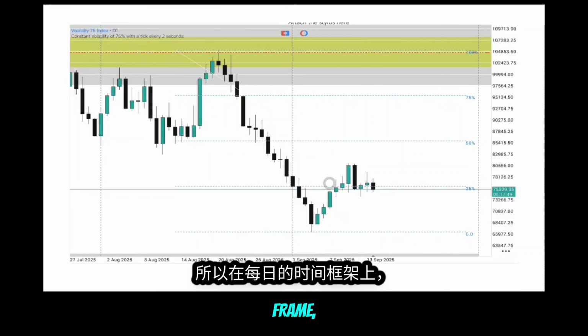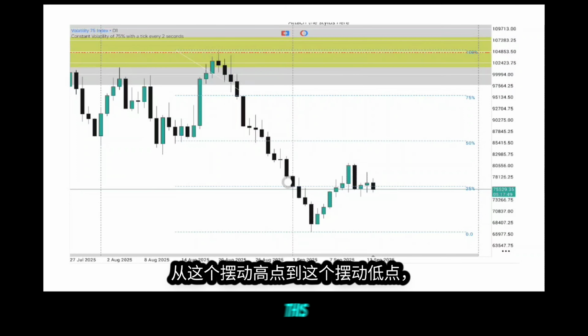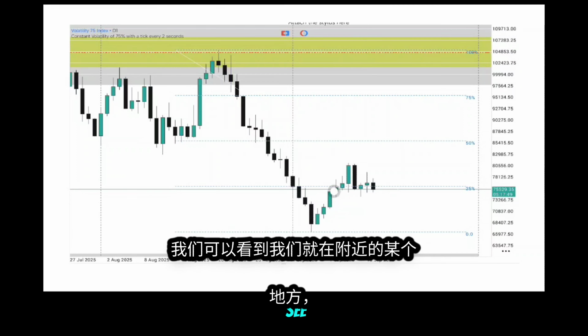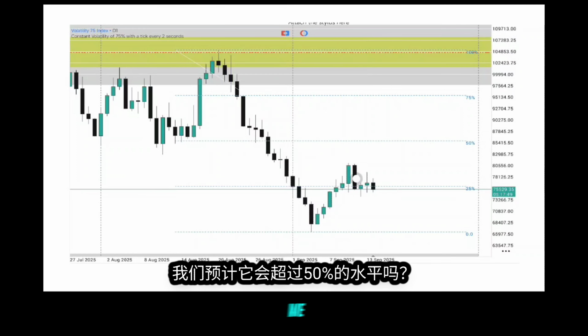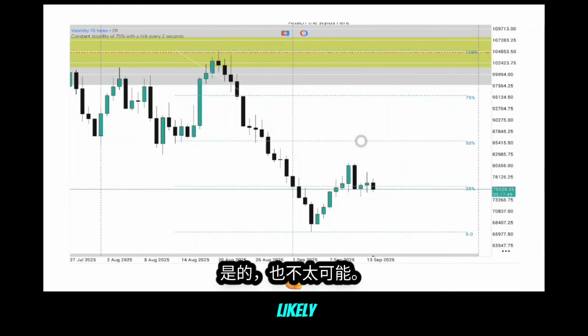So on the daily time frame, we could see that price traded back a little bit upwards, and when we grade from this swing high to this swing low, we could see that price is trading somewhere around the 75% retracement, or the 25% of the trade. Okay, and are we expecting it to go above the 50% level? Yes, it is likely. Yes, it is not likely as well.